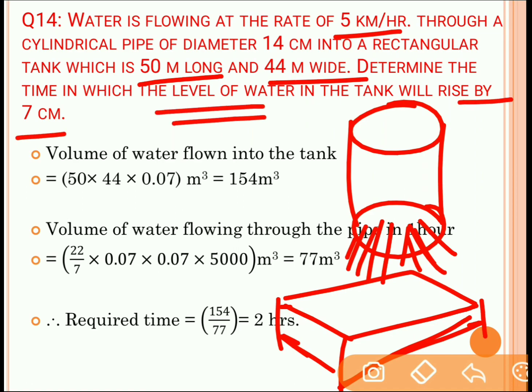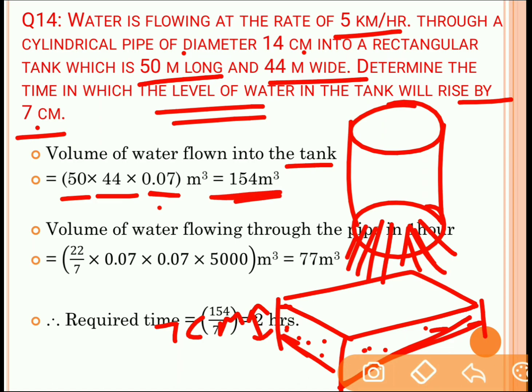So as water will flow from the cylindrical pipe, it will fill up this rectangular tank. Now the height of water inside this rectangular tank is given as 7 centimeter and the dimensions are given as 50 meter long and 44 meter wide. So we can find out the volume of water inside this rectangular tank. This volume is 50 into 44 into 0.07, as all dimensions are in meter, so centimeter is converted into meter as 0.07. So volume of water in the tank is 154 meter cube.